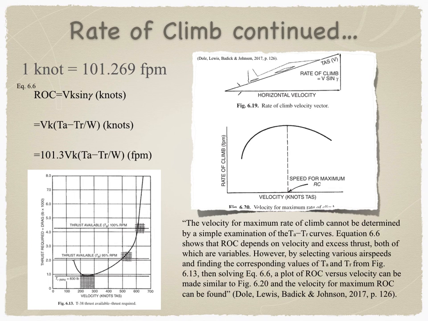So they have here that the velocity for maximum rate of climb cannot be determined by a simple examination of the thrust available minus the thrust required curves. So when they say that in equation 6.6, it shows that the rate of climb depends on velocity and excess thrust, both of which are variables. However, by selecting various airspeeds and finding the corresponding values of thrust available and thrust required from figure 6.13, then solving equation 6.6, a plot of the rate of climb versus velocity can be made similar to figure 6.20, and the velocity for maximum rate of climb can be found. Whoa, that's a lot of information.